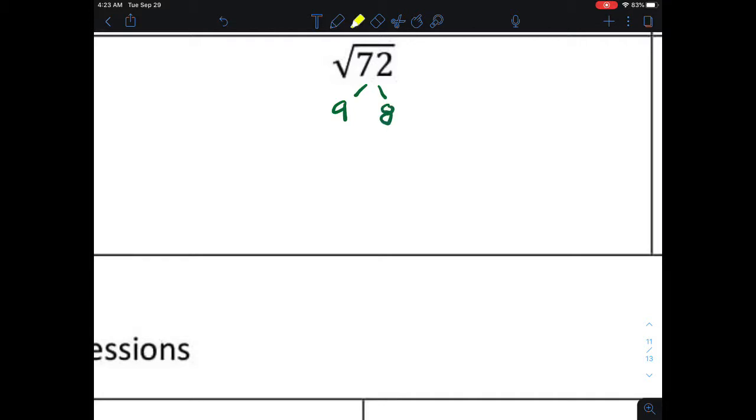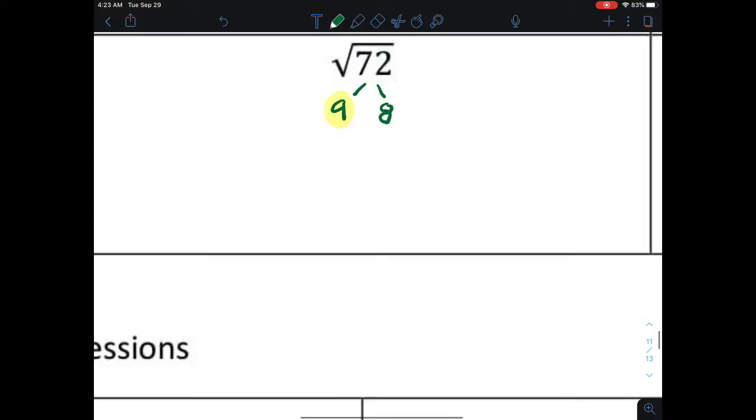Now, 9 is a perfect square. Now, here's the thing. Once you break this up, you want to continue to look to see if maybe I can't break these factors up a little bit more. 8 is the same thing as 4 times 2. So 9 times 4 times 2 will make 72. Well, 4 is also a perfect square.